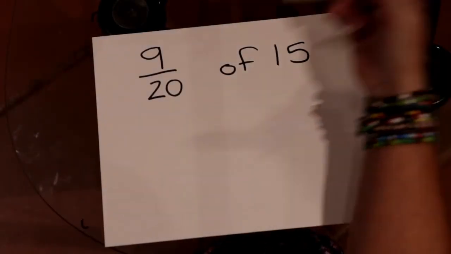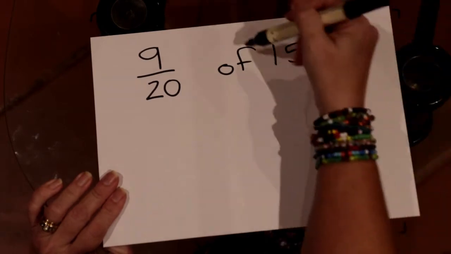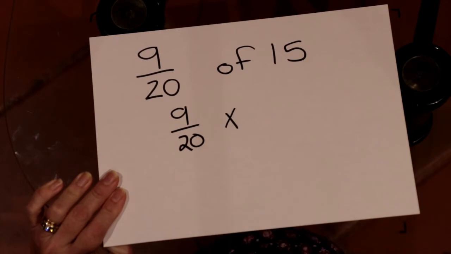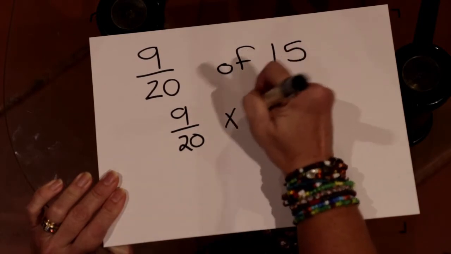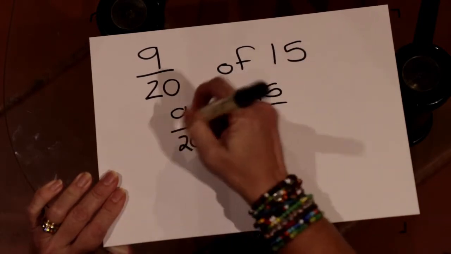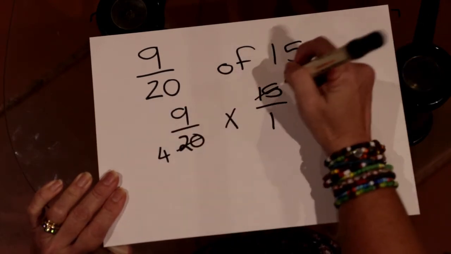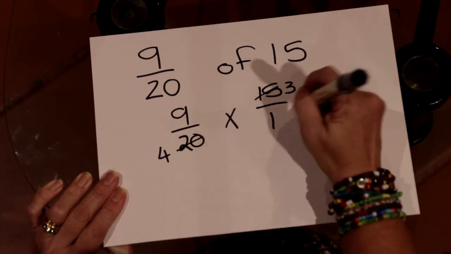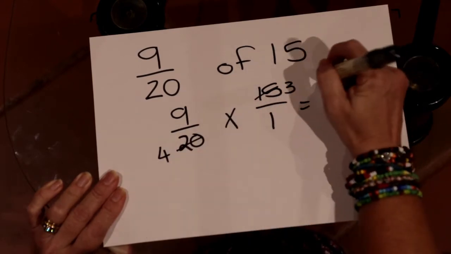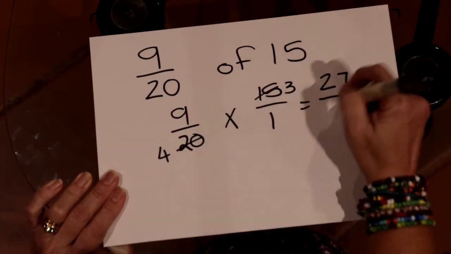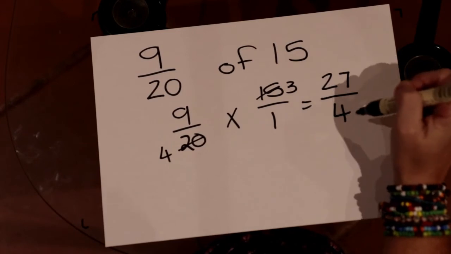Okay, let's do another example like that. 9 over 20 of 15. 9 over 20, I replace the "of" with the multiplication symbol, and I write 15 as a fraction. Can I cross cancel? Yes. 5 goes into 20 four times, 5 goes into 15 three times. 9 times 3 is 27. 4 times 1 is 4.